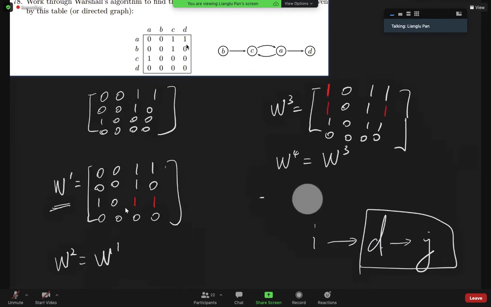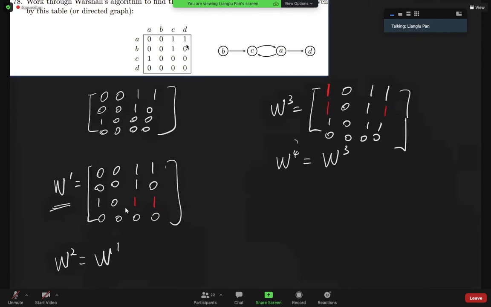Now the final matrix W4 would be the transitive closure of the original graph. And since W4 here is the same as W3, we can just refer to this adjacency matrix. And this would be the transitive closure of the original graph. And we can clearly see from this that if we start from A or B or C, we should be able to find a path to reach A or C or D.